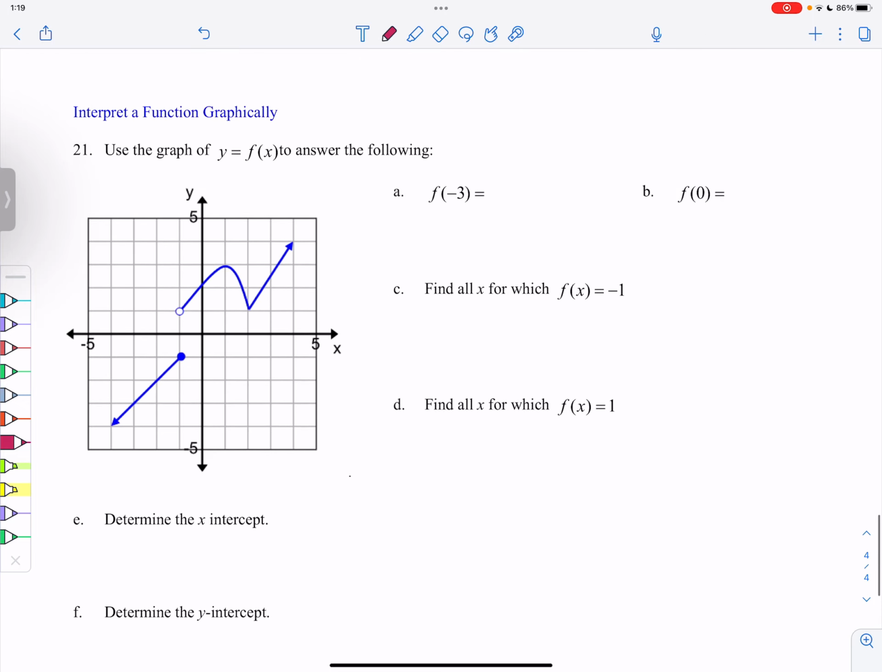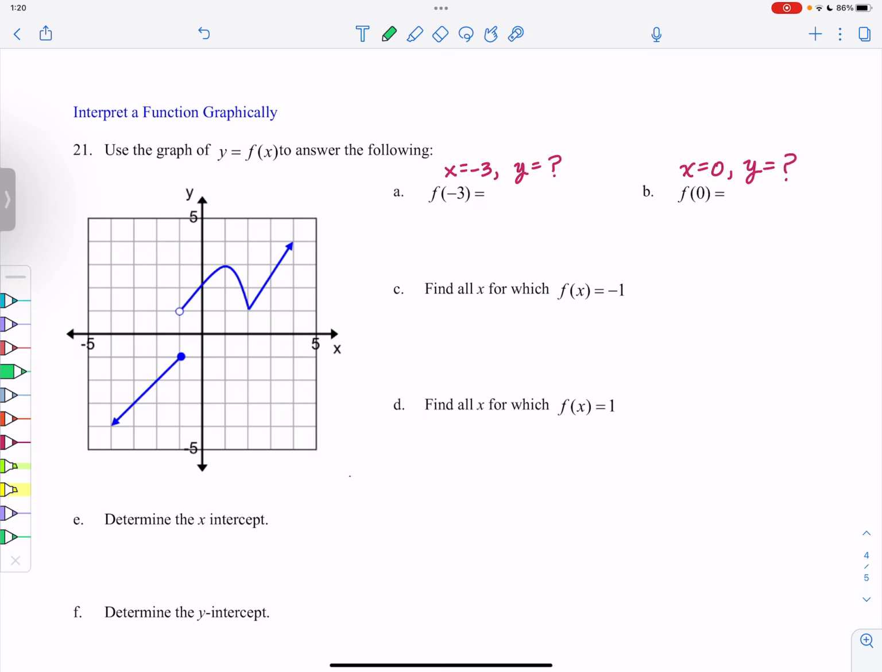Okay, and finally, let's talk about using the graph to answer questions. So what are they asking for here? This is asking when x is equal to -3, what is y? Here we're asking when x is 0, what is y? So let's answer those first. Let's go to our graph.